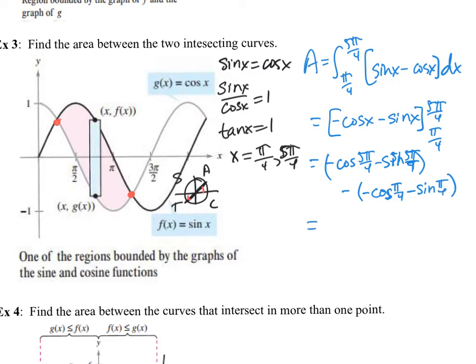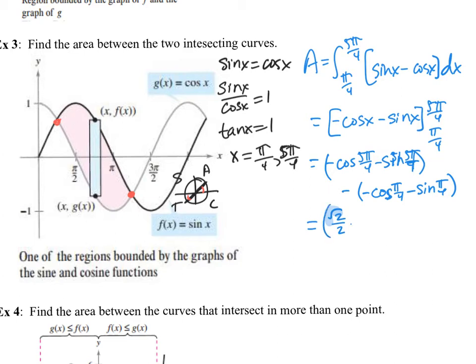Okay, so let's go ahead and evaluate those really quick. Cosine of 5 pi over 4, in quadrant 3 only tangent is positive. So let's see, the reference angle is pi fourths, and cosine of pi fourths is square root of 2 over 2. So cosine of 5 pi over 4 is negative square root of 2 over 2. And let's see, we're taking the opposite of negative square root of 2 over 2. So that would be positive square root of 2 over 2.